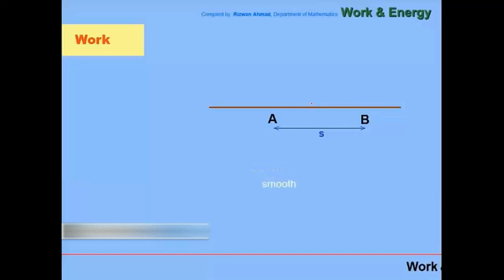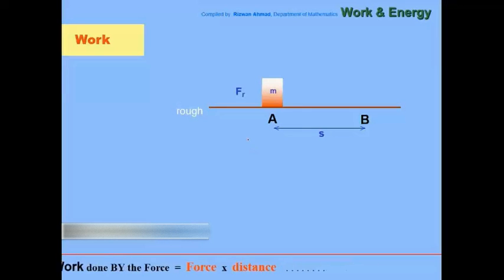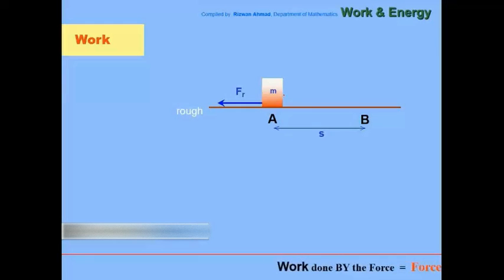Then the third concept is that if the surface is not smooth and is some rough surface, definitely there will be some friction there. In that case, if the friction force is Fr, to bring this object from point A to B, some other force will do the work. We need a force here which will move this object. And to bring it from point A to B with a uniform speed, we will apply a force equal to the force of friction.